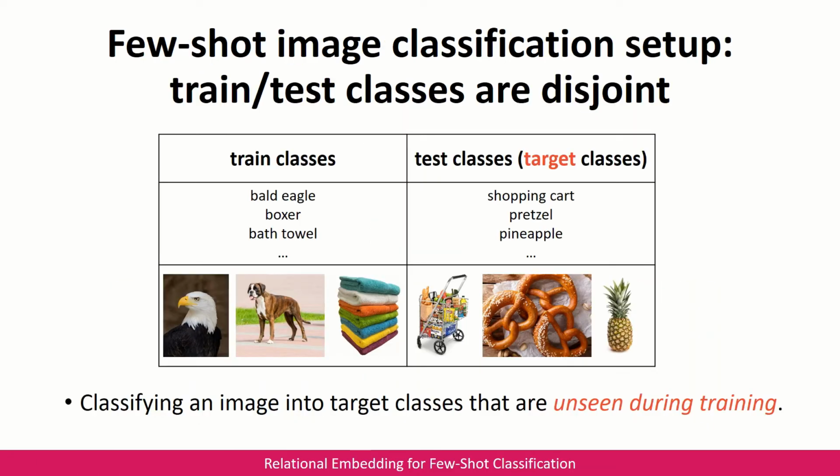One of the important points of few-shot classification is that the target classes that we are interested in are completely unseen during training time. So a few-shot learner should understand novel visual concepts online at testing time.